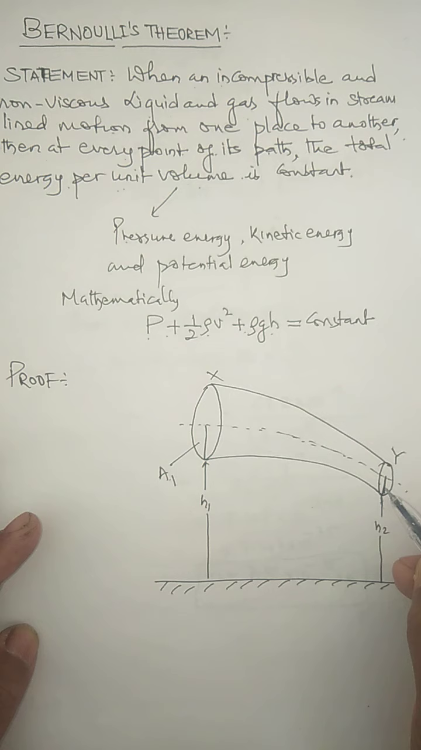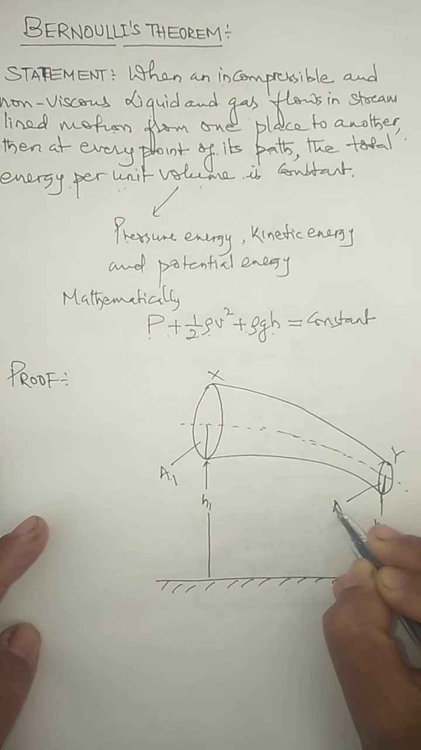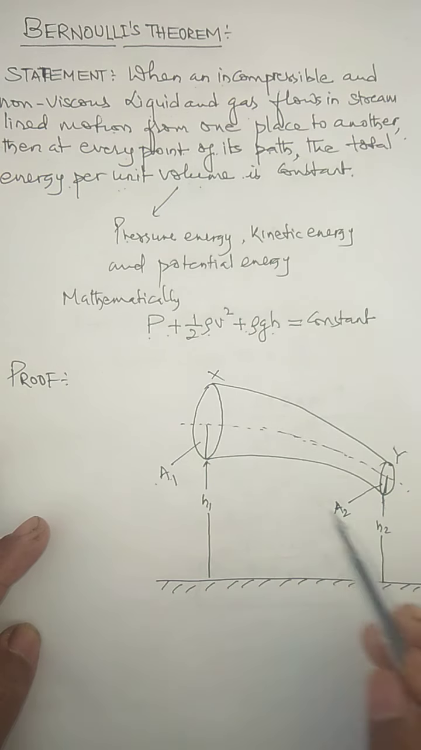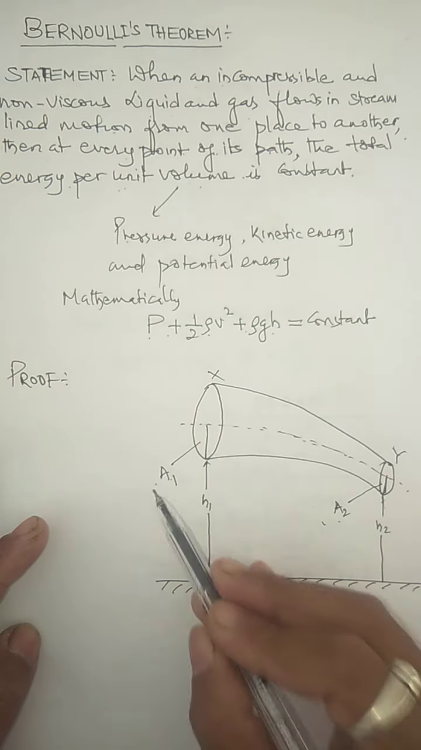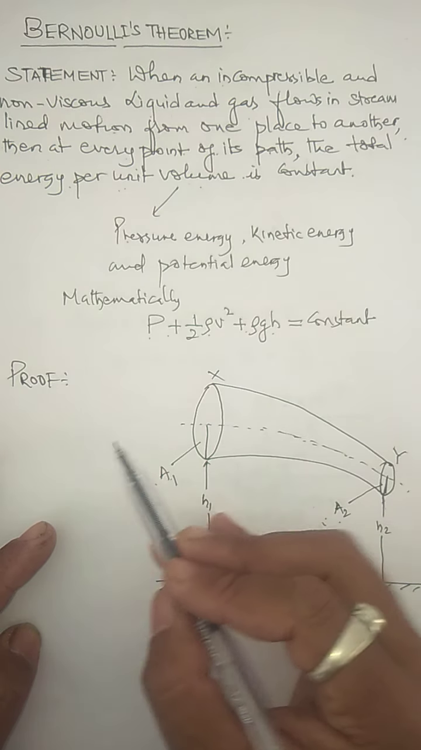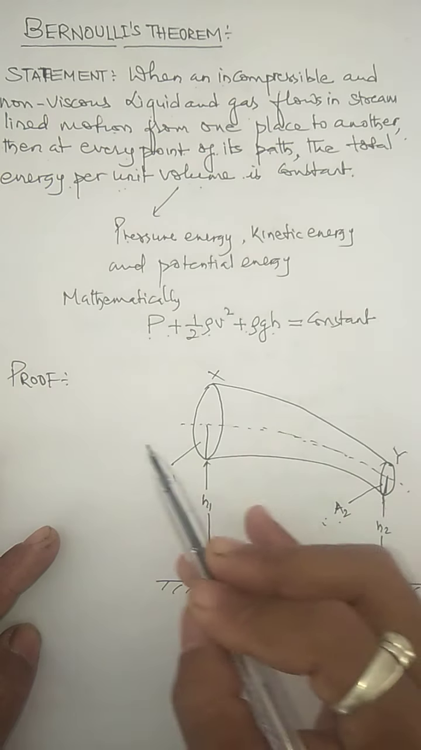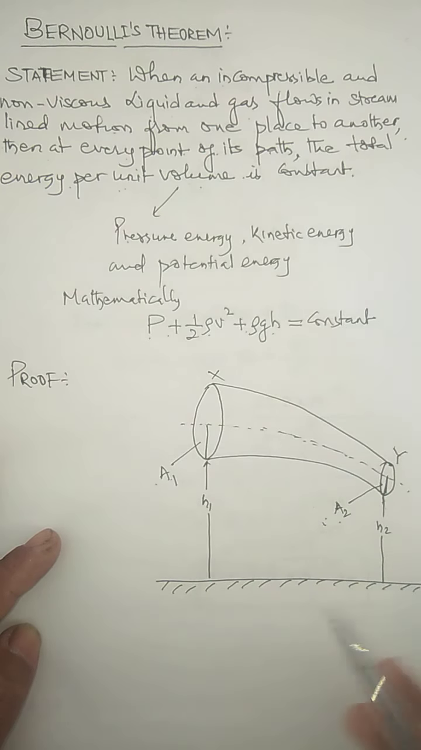There is another end of the tube, that is Y, and this end also has an area, which I consider as A2. So what are A1 and A2? These A1 and A2 are the cross-sectional areas of the two ends of the tube, which are not the same. Let me consider that liquid flows through this tube. But what type of motion does the liquid have in this tube? Streamlined motion. And you have learned what streamlined motion is.